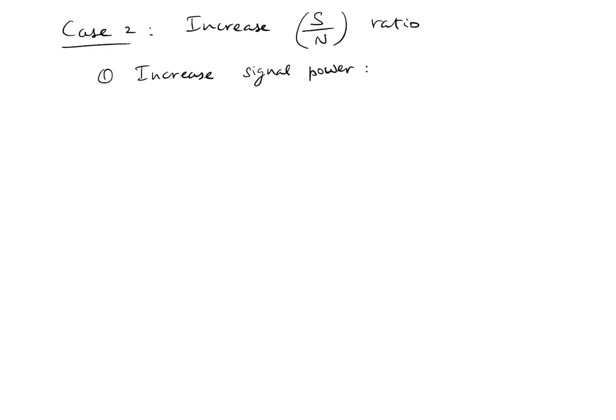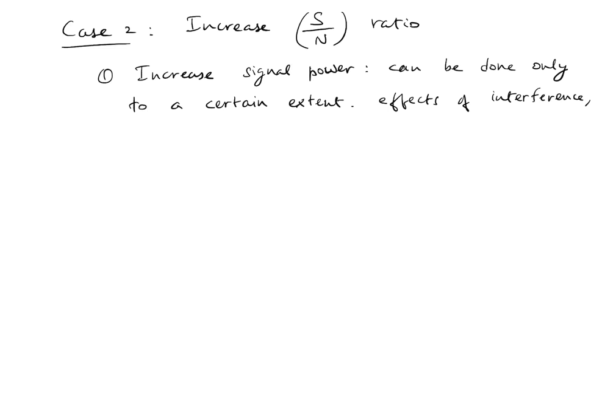So the increase in signal power can be done only to a certain extent. Okay, so there are certain limitations of doing this. We cannot increase the signal power as we like. So we have to take into consideration the effects of interference, and also battery life. If we transmit at higher power, that means we are using up the battery more quickly. That means the battery life will be reduced. So we have to take into consideration the battery life and so on. So we cannot simply increase the signal power as we like.